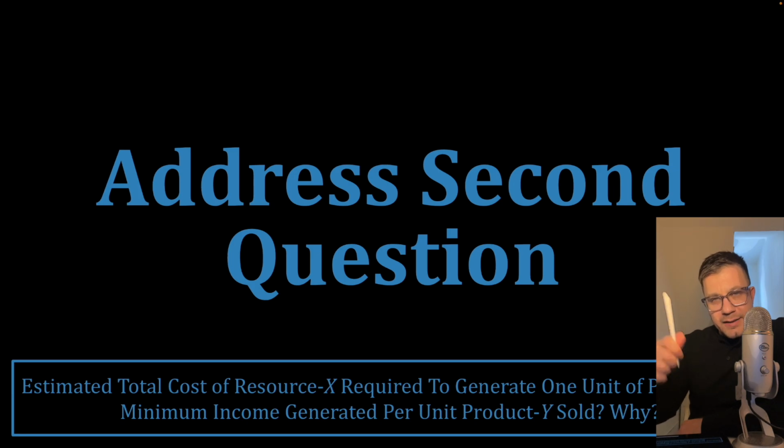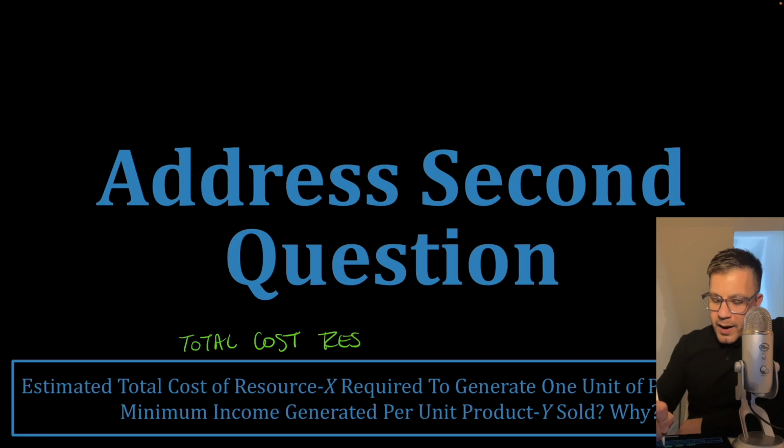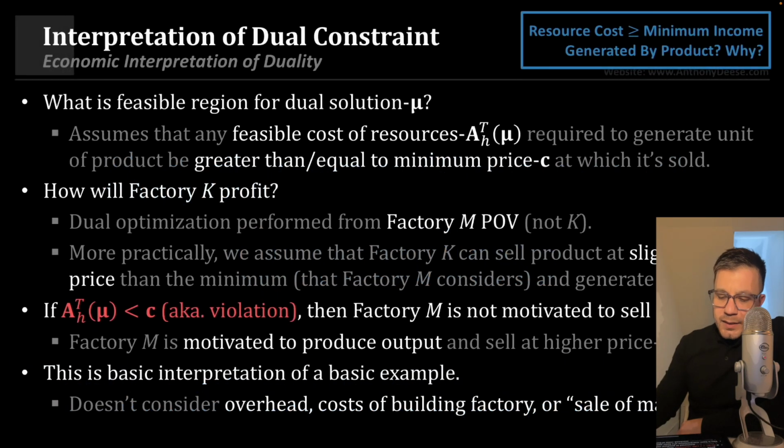I'm actually going to start off with the second one at the bottom. Again, why is the total cost of resources required to build a unit of the product constrained to be greater than or equal to its unit price? It doesn't really seem intuitive. So to answer that, we need to ask a couple of questions.